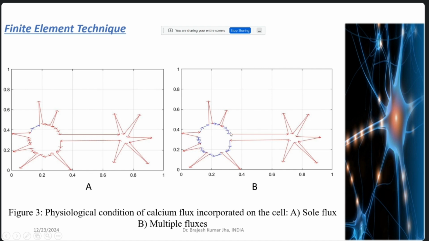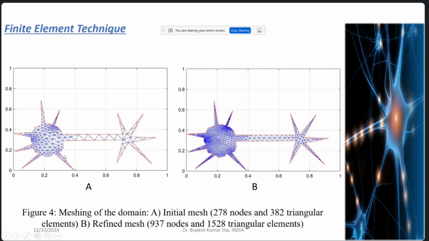Here in the second figure, we have considered the multiple channel. Maybe there are multiple channels. Also, you can consider the single flux and the multiple. Now the next part is how we can get the solution. First, we discretize the whole domain. As you can see, the number of pieces that we can see here.